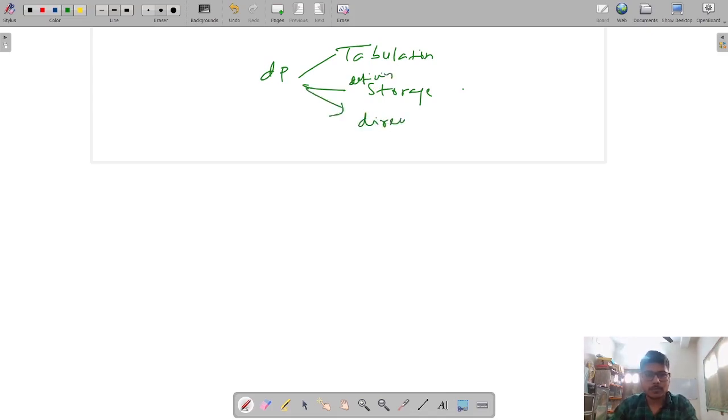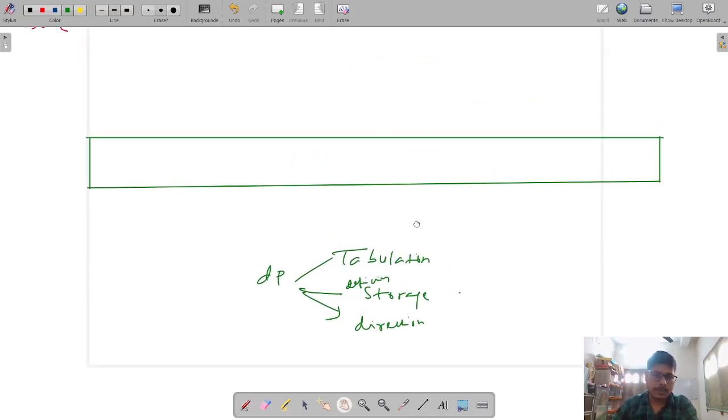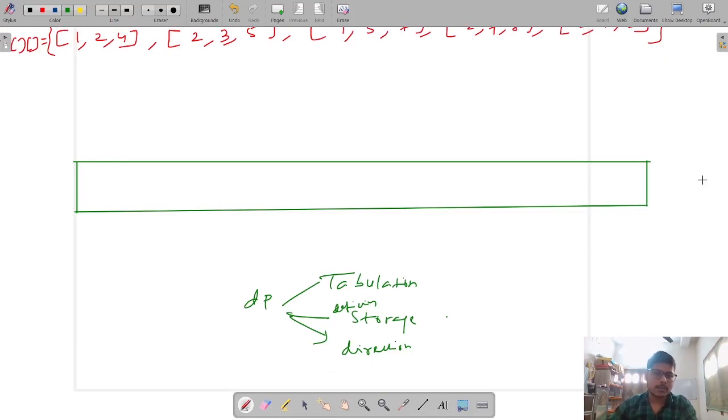So what does that mean? Tabulation means I have to first create a table or an array or something. Tabulation means I have to create a space or storage. Okay, so creating a storage. All right.